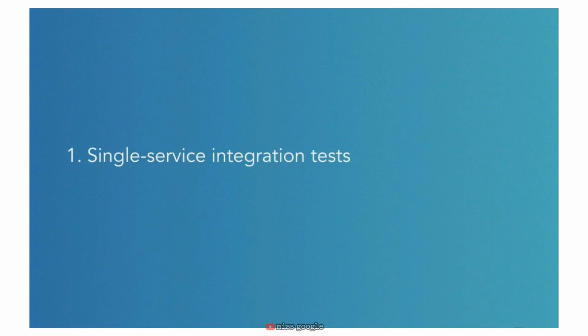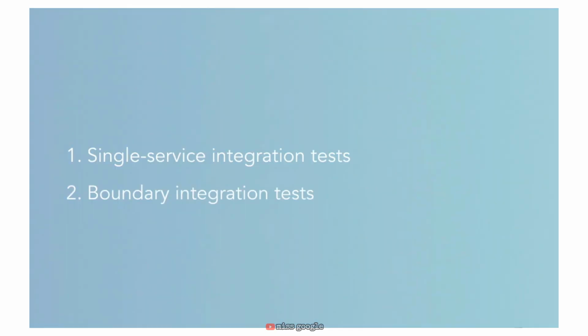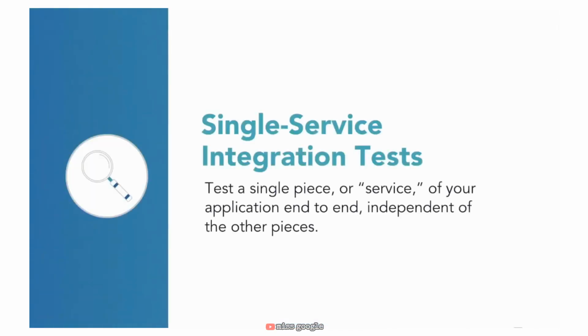And with that being said, conceptually I like to divide integration tests into two basic categories. These two categories are single service integration tests and boundary integration tests. Single service integration tests are meant to test the internal logic and functioning of one piece of our application, independent as much as possible of the other services it depends on in production. So for example, if we had a full-stack app with a front-end page, a server, and a database, we'd want to test each part in isolation to make sure it functions correctly, ignoring its interactions with the other parts.